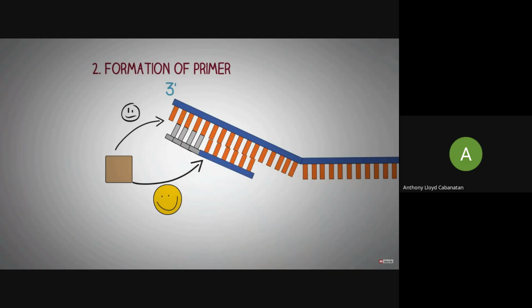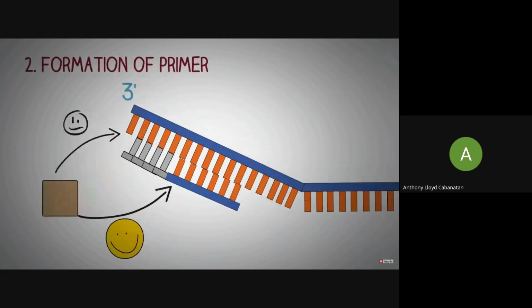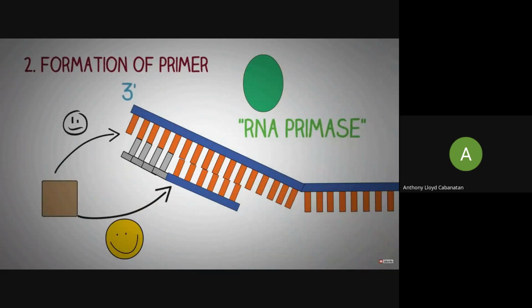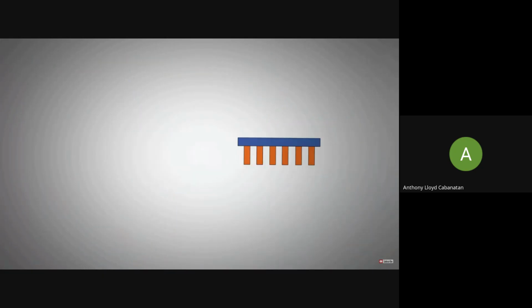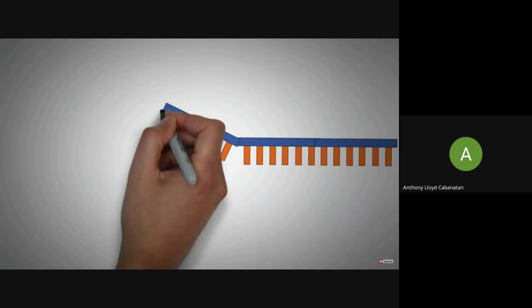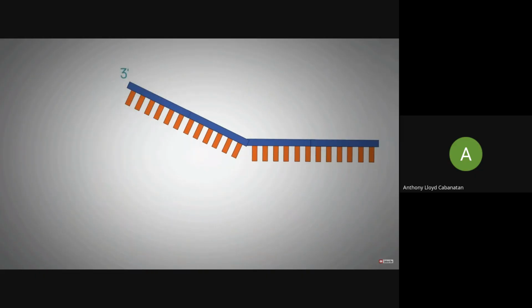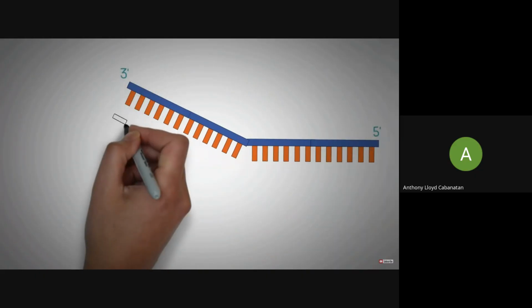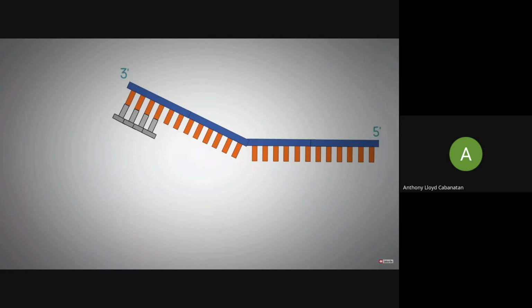This problem is solved by the enzyme RNA primase. The primase makes an RNA primer, which is a short stretch of nucleic acids complementary to the template that provides the 3' end for the DNA polymerase to work on. So now we have a leading strand of DNA which is running from the 3' to the 5' direction, and we already have the short primer synthesized by the enzyme primase.